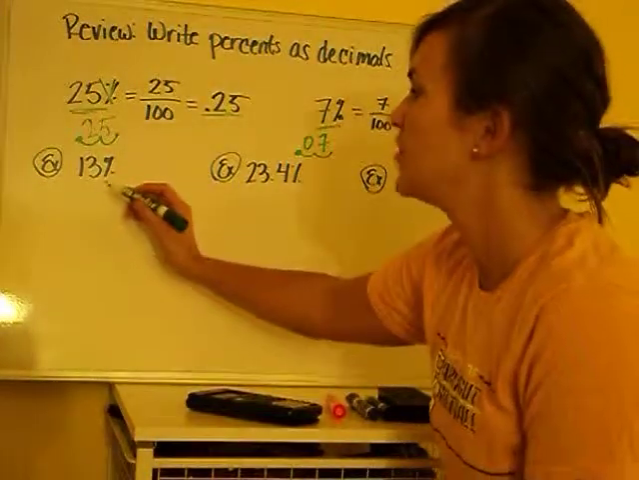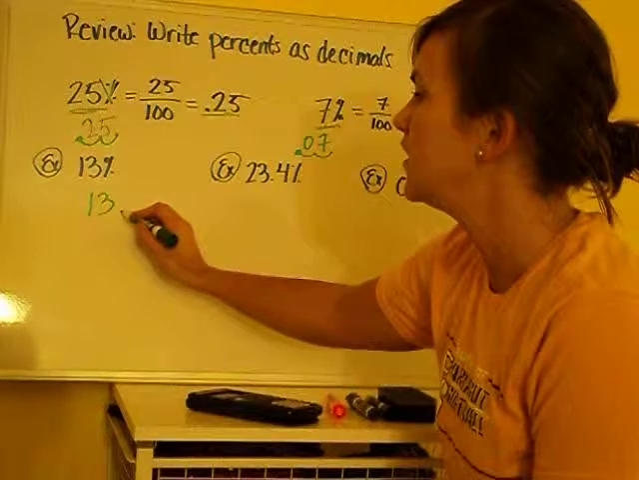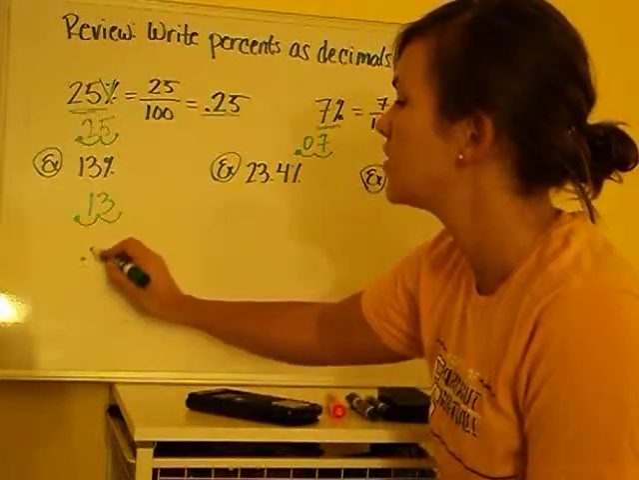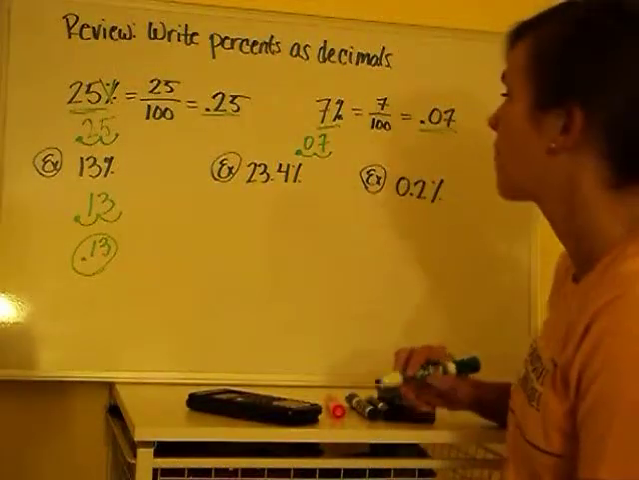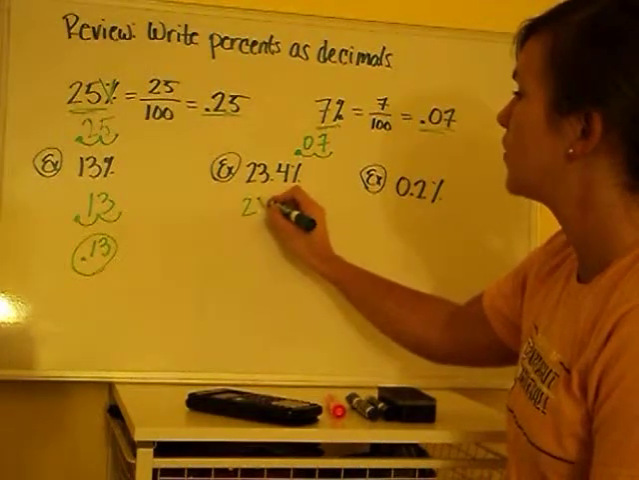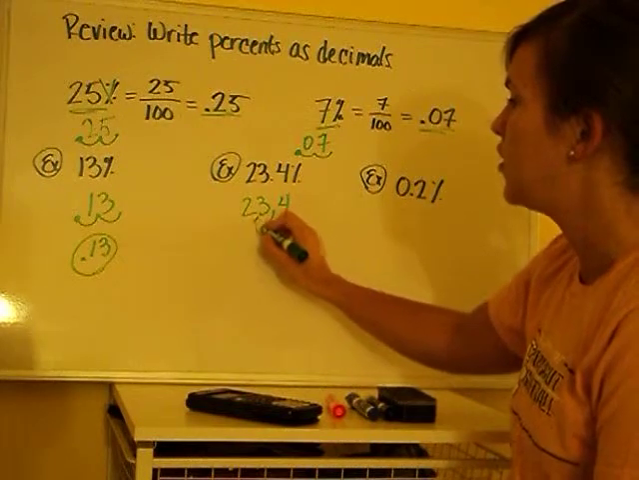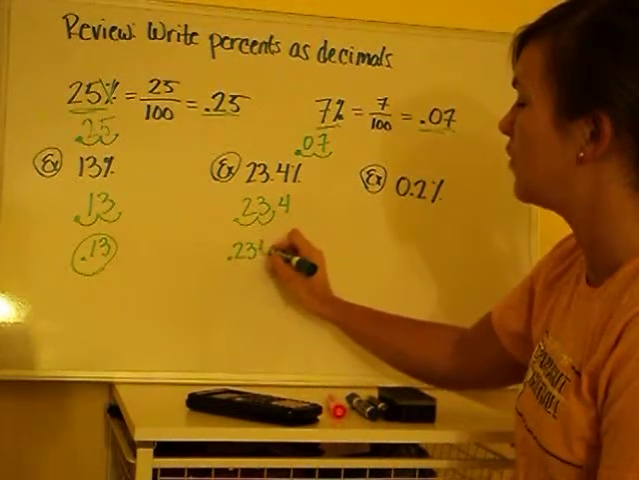So with 13%, we're going to take the number 13, move the decimal 1, 2 spots to the right, so 13% written as a decimal is 0.13. Here we have 23.4%, so we're going to take 23.4, move this decimal 2 spots to the right, and we end up with 0.234.